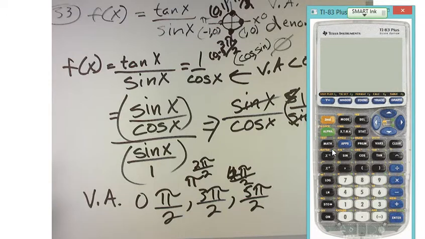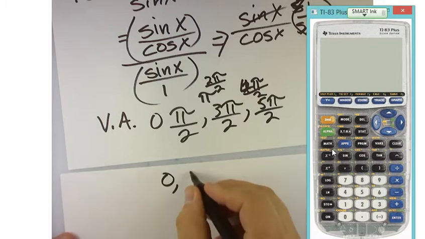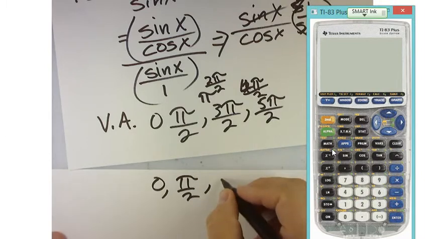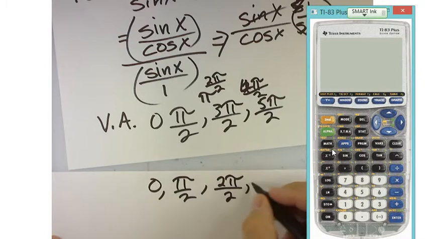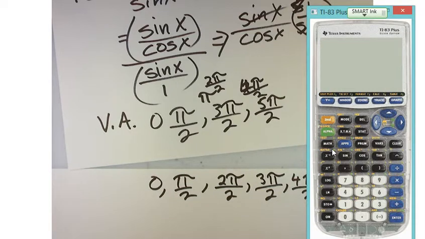That's very confusing. I'd have 0, pi over 2, then 2 pi over 2, then 3 pi over 2, then 4 pi over 2, 5 pi over 2. So it's just an integer times pi over 2, isn't it? I think. I don't know. We've got to verify all this stuff.